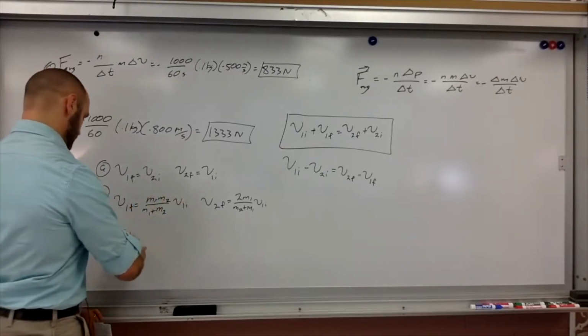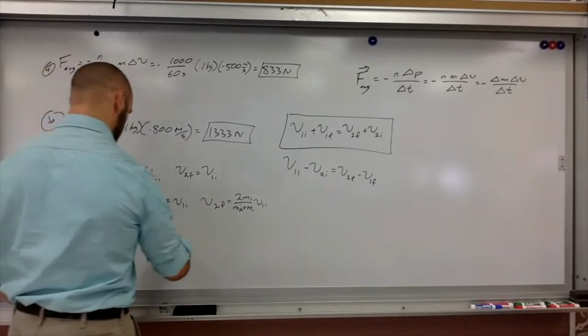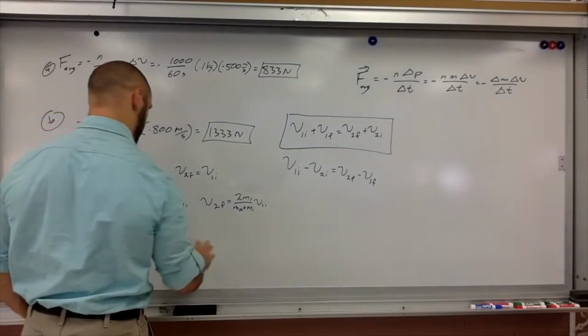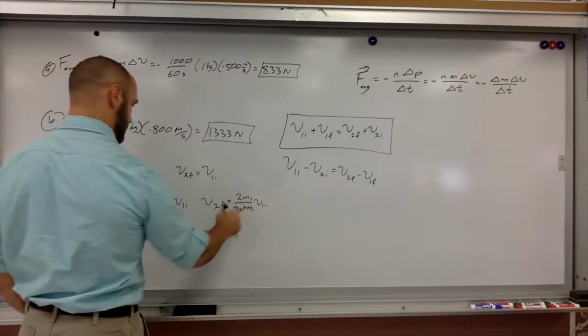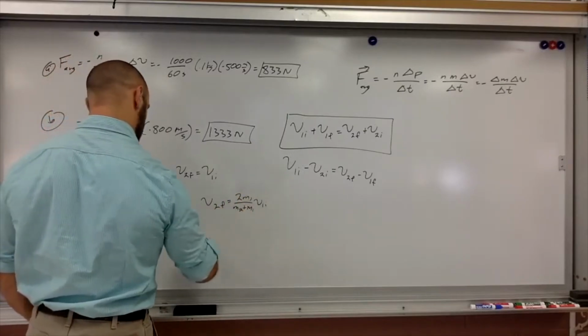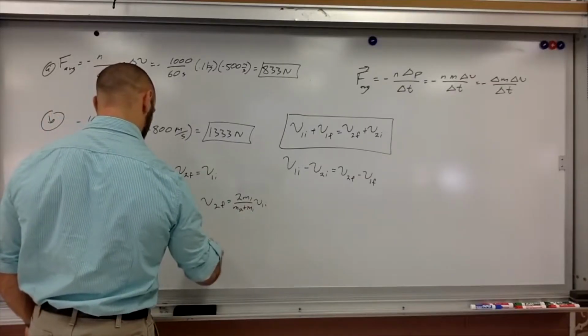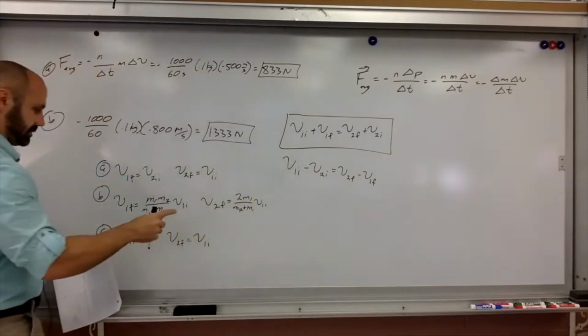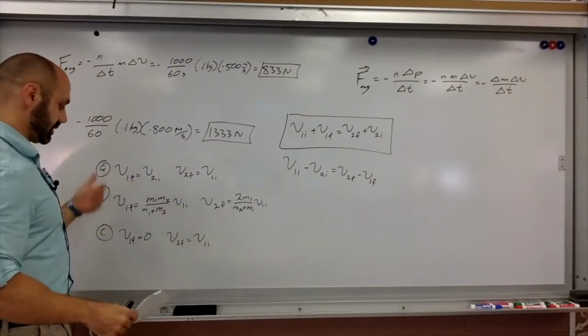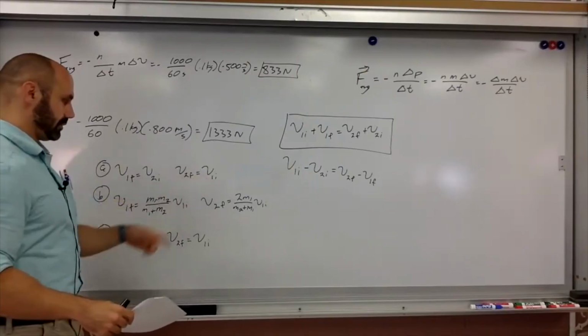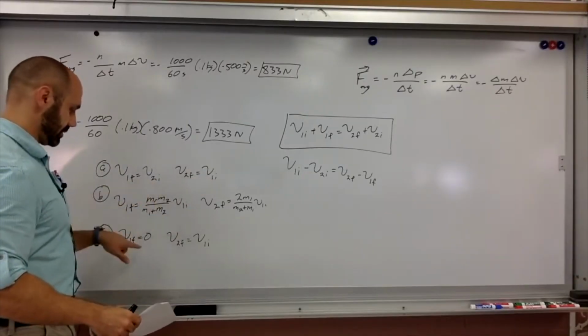So V1F equals 0, and V2F, if it's the same mass and you have 2m and 2m on the bottom here, and so this is 1, so V2F equals just V1I. So again, they switch velocities, just like here, except that in this case V2I was 0.